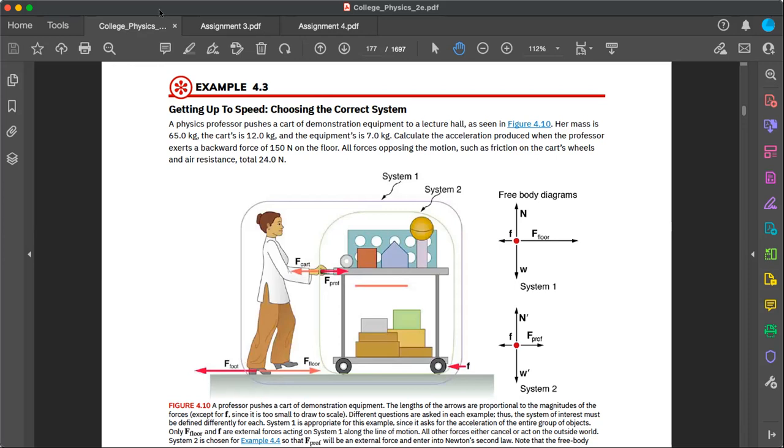And all forces opposing the motion, such as friction on the cart's wheels and the air resistance, total 24 Newtons. So now the question is, what is the acceleration of the cart?